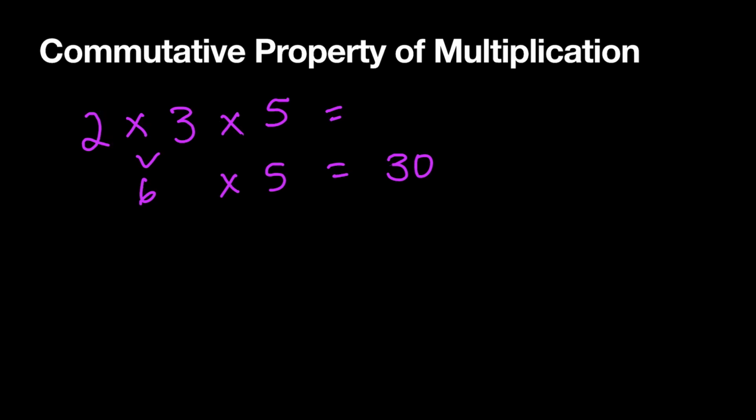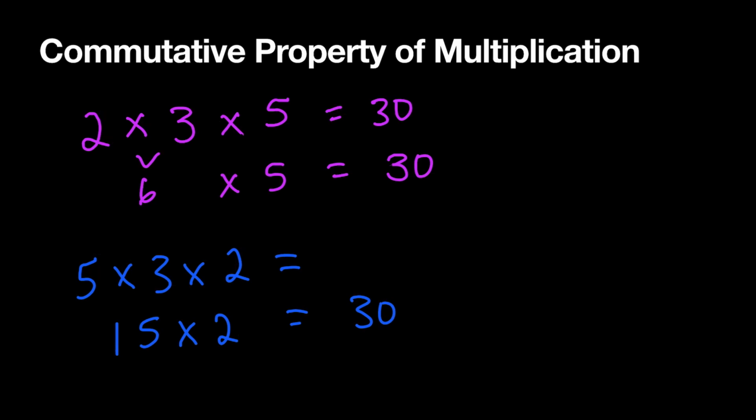So for example, if you have 2 times 3 times 5. Okay, 2 times 3 is 6 times 5 equals 30. So 2 times 3 times 5 is equal to 30. Now say if I flipped it, if I did 5 times 3 times 2 equals. The order that I'm multiplying the numbers is different, but the answer is not going to be different. 5 times 3 is 15, times 2 is also 30.